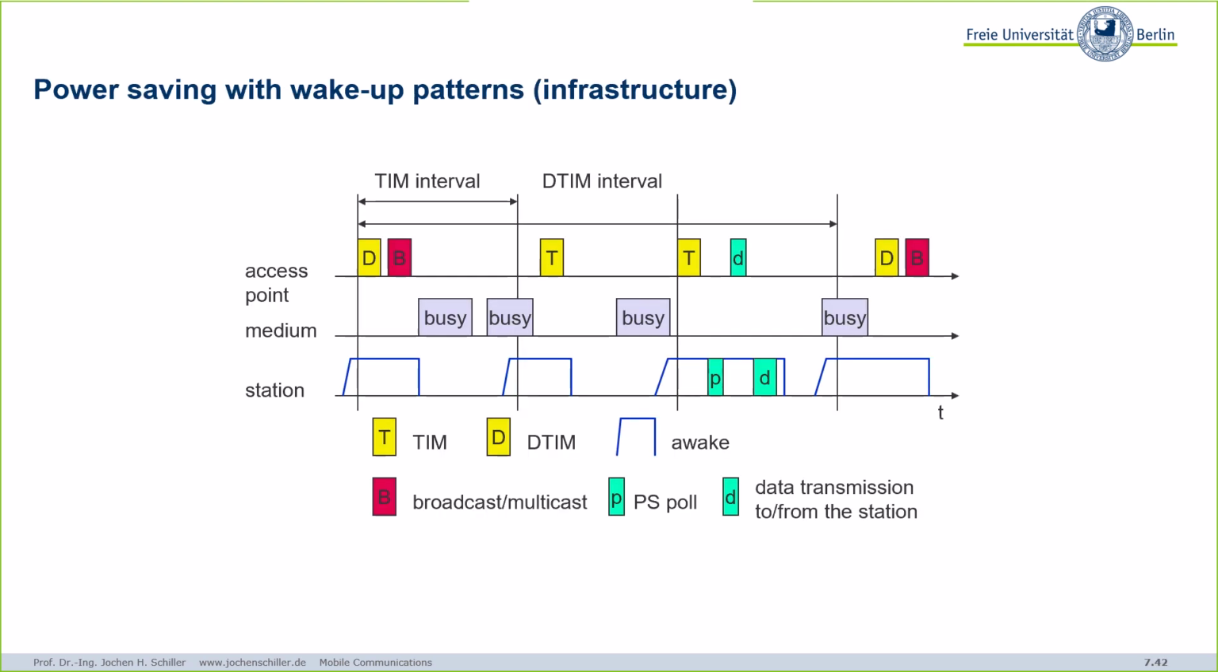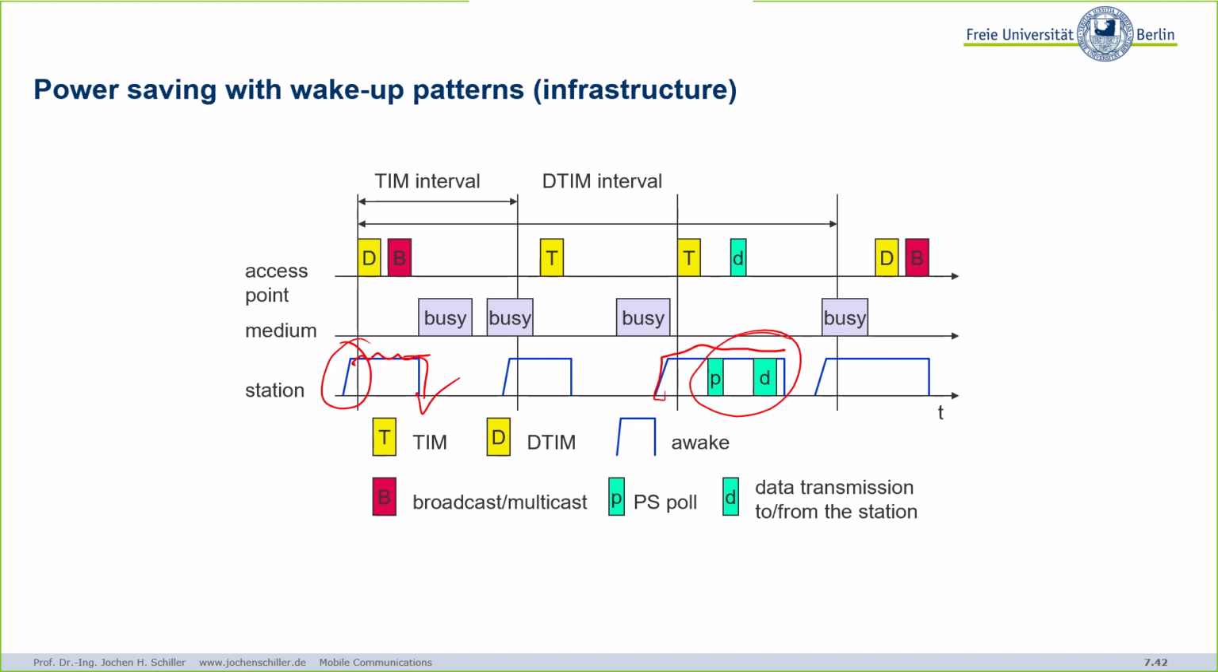We saw these interesting wake and sleep patterns where stations wake up, listen for some time to a signal, and then go back to sleep. And if there's data, they stay awake, and then they can take over data, and they have a so-called power saving poll where they say, okay, I'm awake now, please send data, and then the access point can send data to the station that is awake for a certain time.